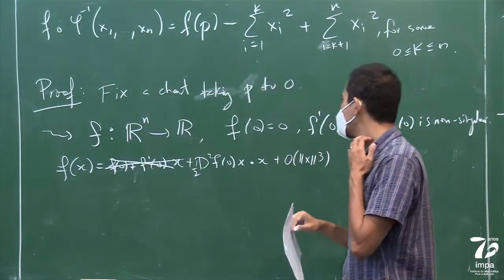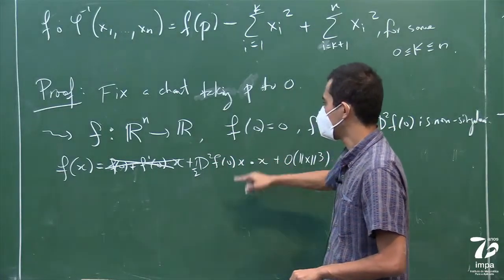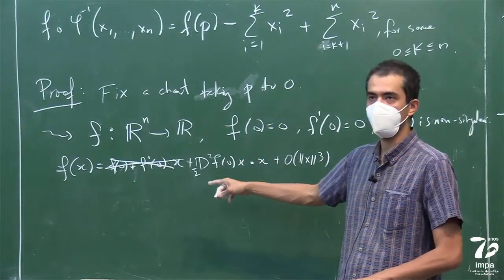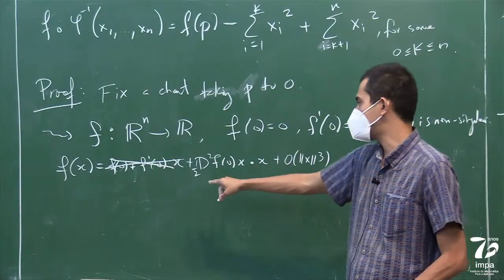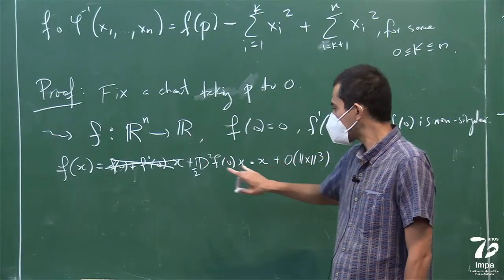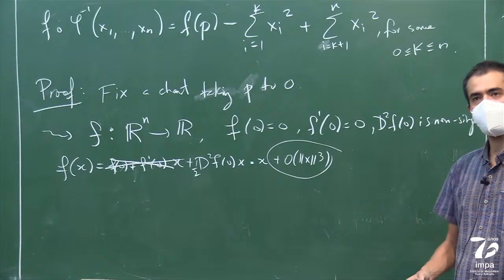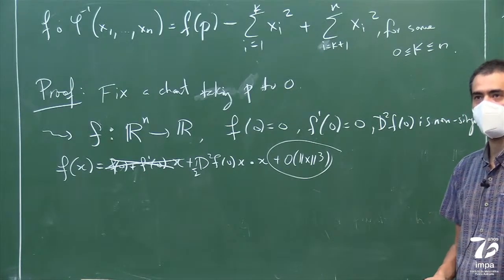Then I could try to use D2F to change my basis here to get something that's exactly quadratic, because this is a symmetric matrix, so I can diagonalize it. But the problem is I'm still left with this guy, and this guy is kind of hard to deal with.